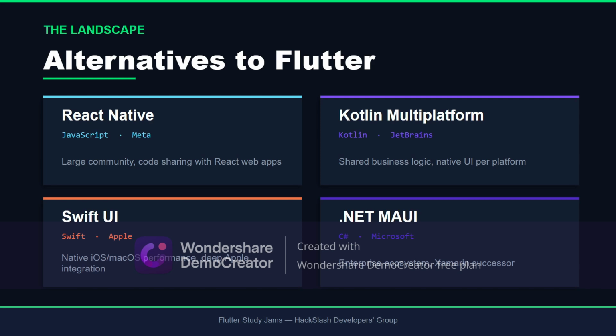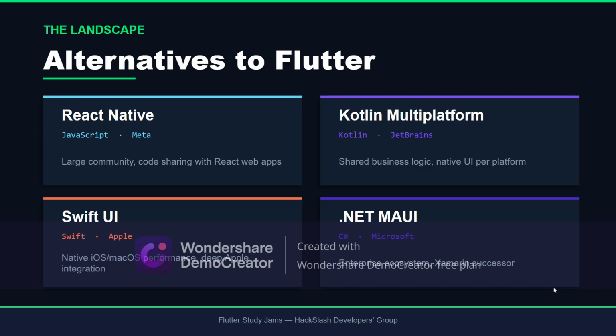Now, Flutter isn't the only player in the cross-platform game. It's important to know the landscape. React Native is a framework by Meta, an alternative that lets developers use JavaScript and share code with React web apps. Another one is Kotlin Multiplatform by JetBrains, which lets you share backend business logic while keeping the UI native to each platform. And here we also have SwiftUI and .NET MAUI. We have so many alternatives.